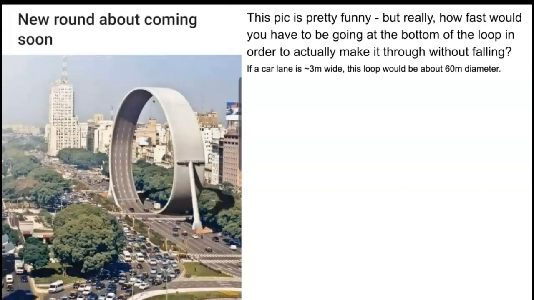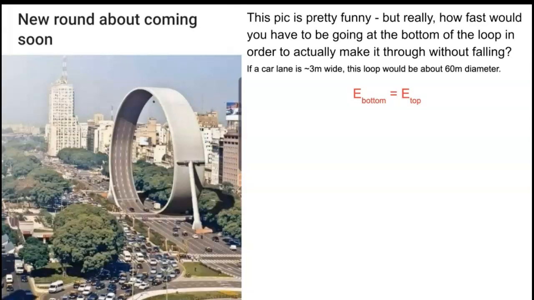previous slide? And we're going to make an estimate here that if a car lane is about 3 meters wide, which is about right, then I estimate that this loop is about 60 meters in diameter. And I need to know that because we need the radius. So the radius is therefore 30 meters.